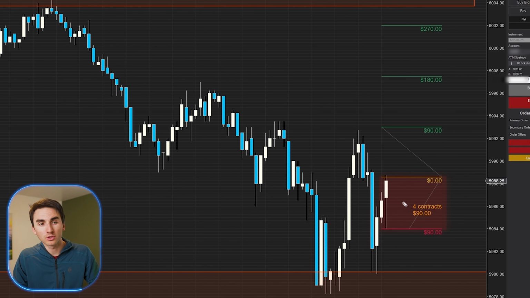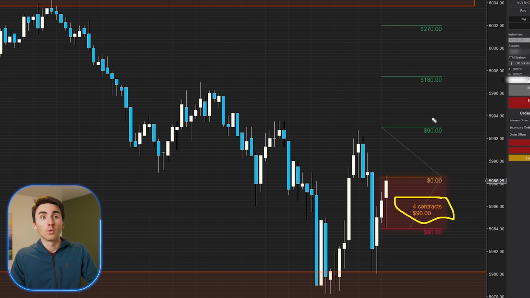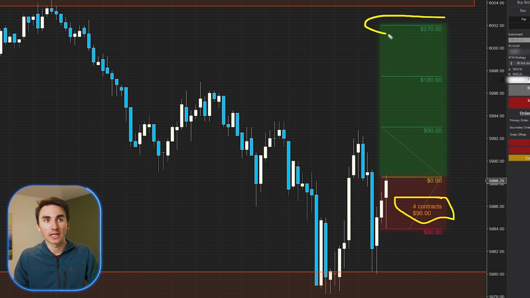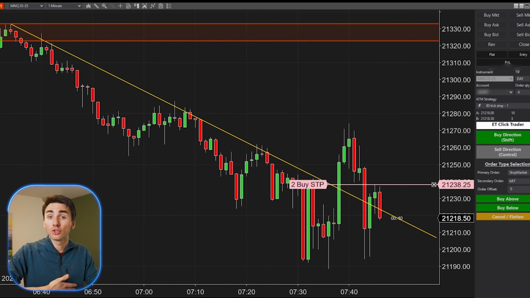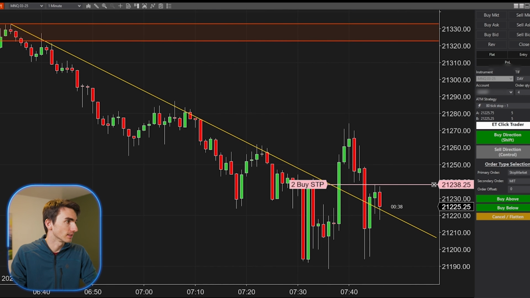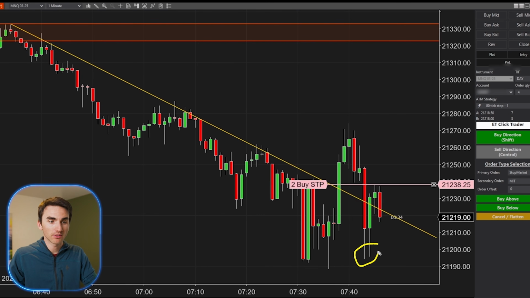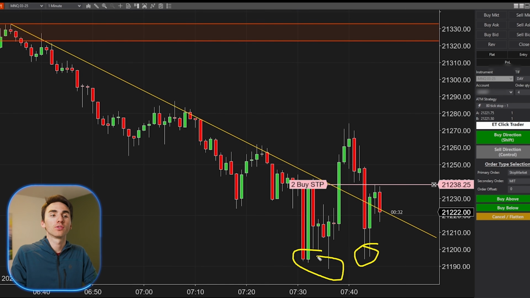But essentially what this tool is showing you is that, okay, if I trade 4 contracts, I risk $90. I like to target 3 times my risk. If it goes up here, I'll make around $270. So to go into the live recording of this, because this is an actual trade I took recently, once it had that double bottom, I looked for a buy.